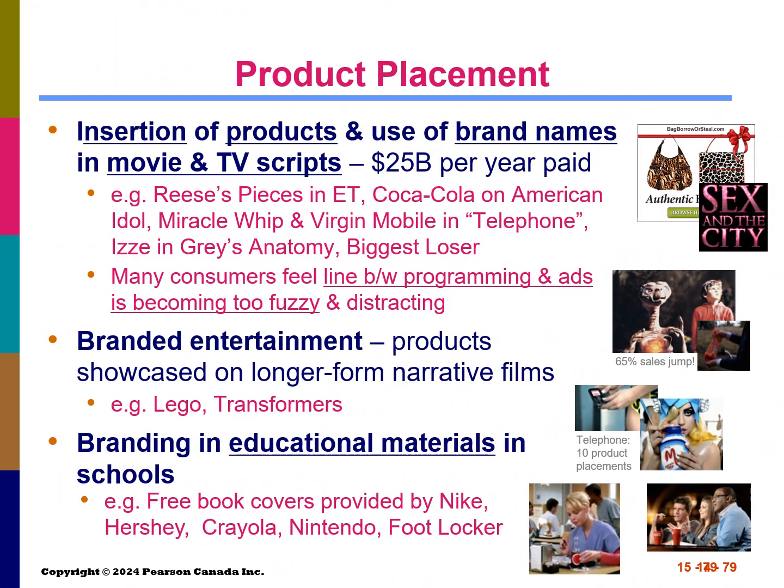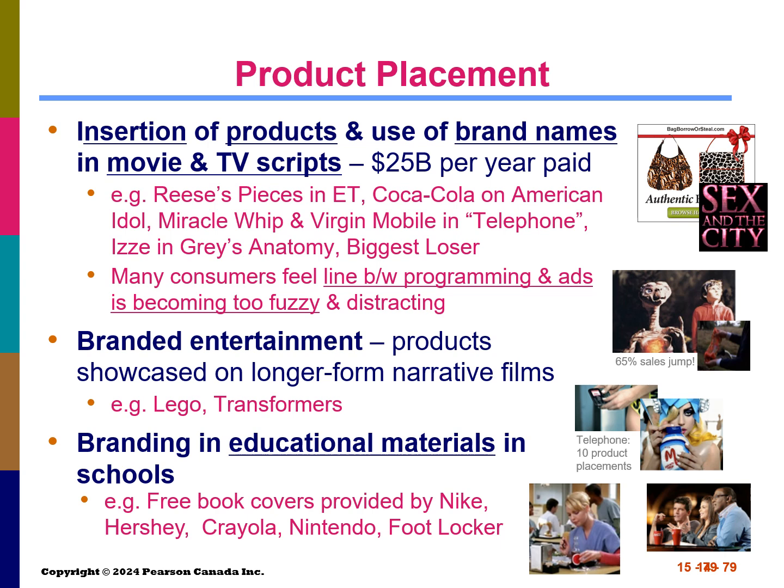Product placement is about the insertion of products and the use of brand names in movies and TV scripts. Marketers pay about $25 billion a year to plug brands in TV shows and movies. For example, in the movie version of Sex and the City, Carrie's assistant admits that she borrows her pricey handbags from a rental website called Bag, Borrow, and Steal. One of the greatest success stories was Reese's Pieces in E.T. in 1982. Sales jumped 65% after it appeared in the film.